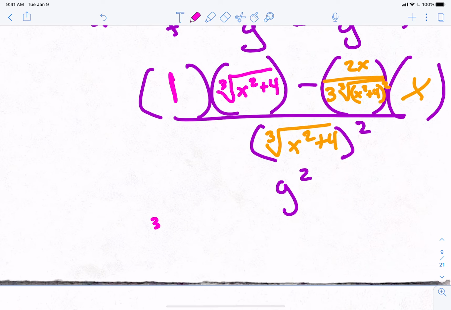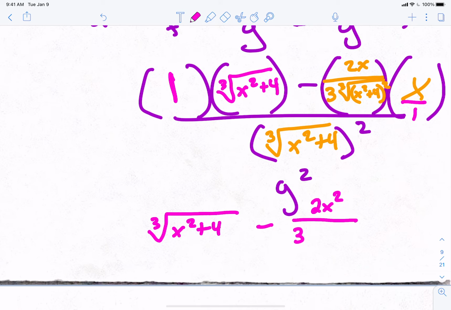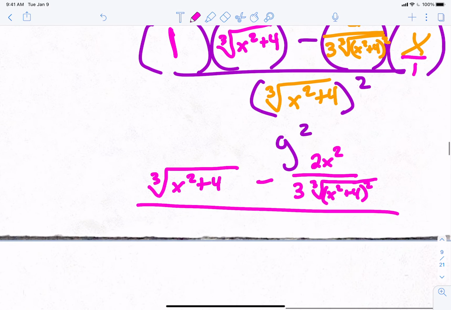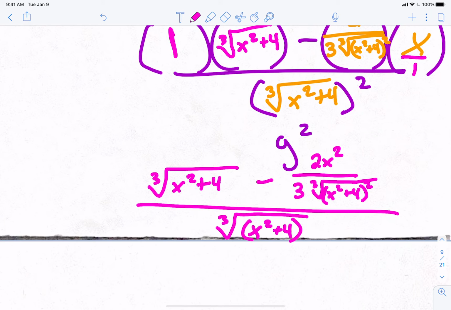So that just leaves us the cubic root of x squared plus 4 for this left side, minus. This is like x over 1, right? Minus 3x. Nope, you're multiplying: 2x squared on the top over the cubic root of x squared plus 4, squared. All over, and I'm just going to leave it as the cubic root of x squared plus 4. But I'm going to put the square on the inside now. Or you can leave it on the outside. Whatever you want to do.